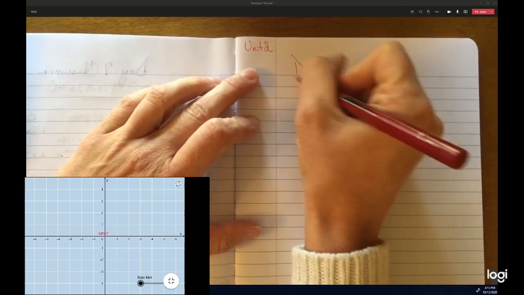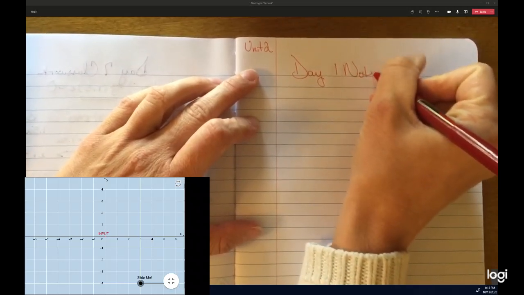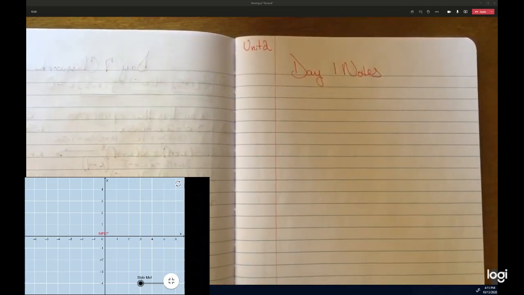This is Day 1 notes. I'm going to stop using a red pen. I didn't realize I grabbed one. So let me find a different color here.